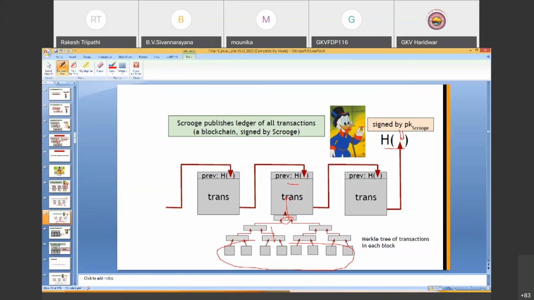Now this is a secure system. How is it secure? Nobody can change anything, because if you change this, then this has to be changed. All this blockchain is tamper evident. You cannot change this header because this header has been signed by Scrooge. People are trusting Scrooge. So the double spending problem is solved, and Scrooge is generating money.